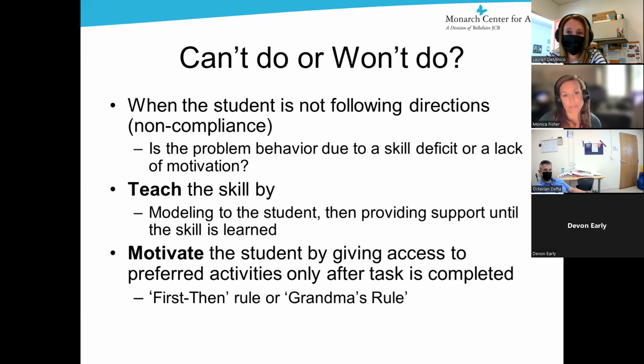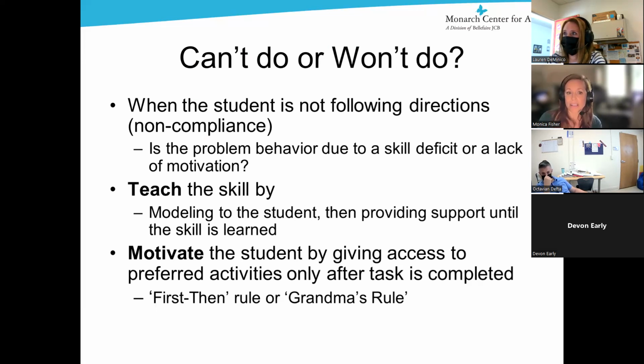Can't do or won't do. And this is something that we need to determine. Are these things skill deficits or are they motivation deficits? So when the student is not following directions, right? And a lot of people will use the term non-compliance to describe that. Is the problem behavior due to a skill deficit or a lack of motivation? Like, can they actually perform the skill if there was appropriate reinforcement, or do they not even know how to perform the skill? So we want to assess that.